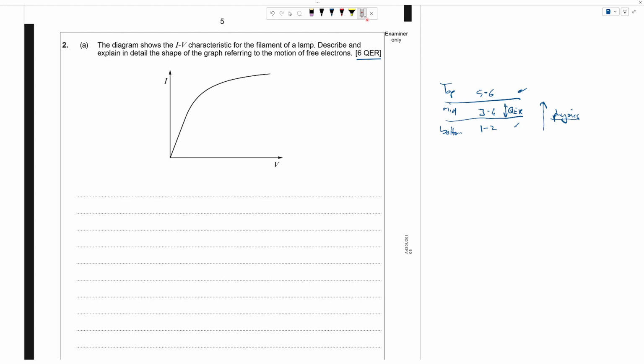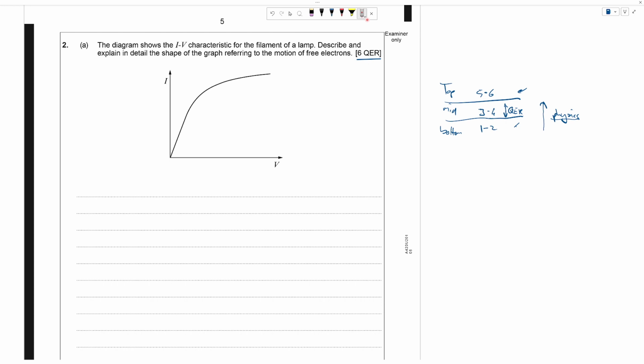So let me talk to you briefly about that. First things first, current is the flow of charge. It's the rate of flow of charge. And in something like a filament, that charge is carried by free electrons. So the first thing we're going to want to open with is some sort of reference to the idea that it is the motion of free electrons, the drift velocity of those free electrons, that is the current in a filament. Notice that up to about here, in this first section of the graph, the line is straight, and what that means is that the ratio of V to I is constant, and therefore resistance is constant.